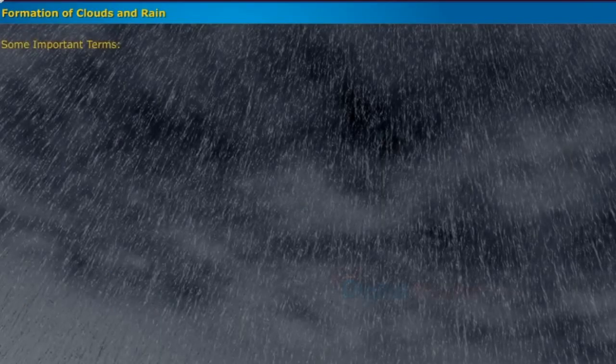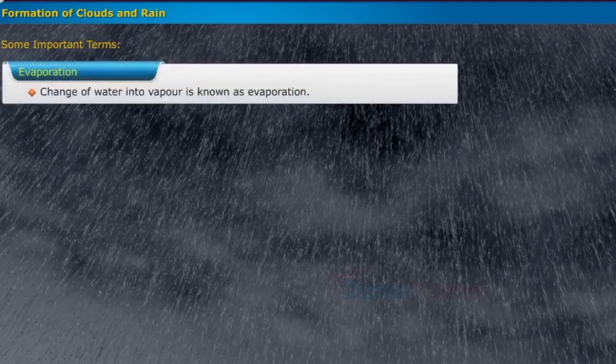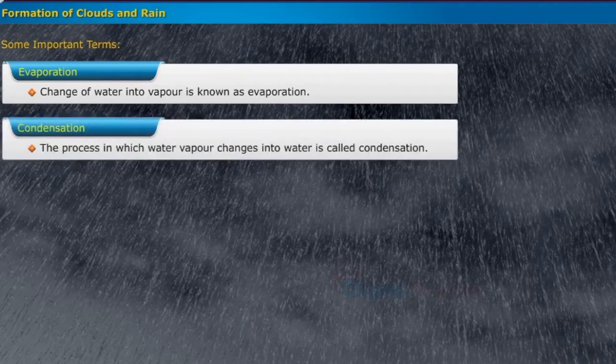Let us have a glance at some important terms. Evaporation. Change of water into vapor is known as evaporation. Condensation. The process in which water vapor changes into water is called condensation.